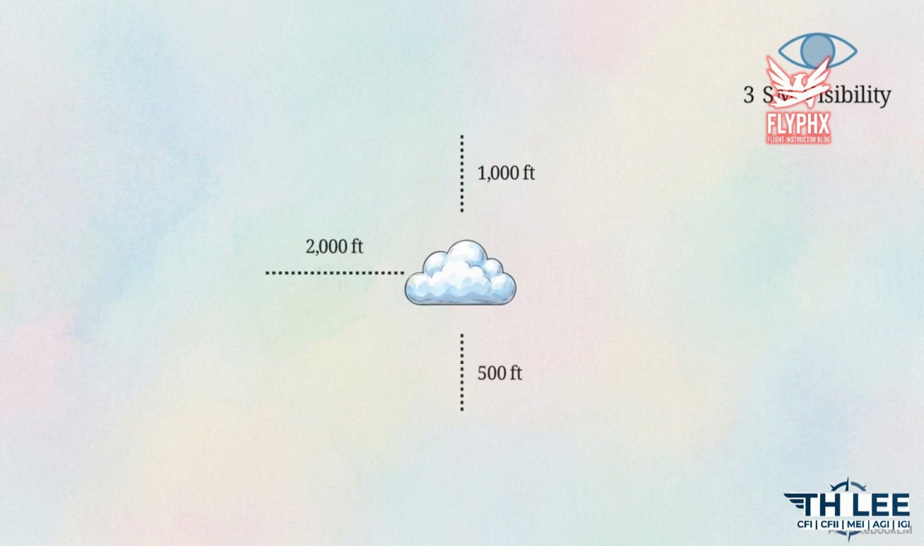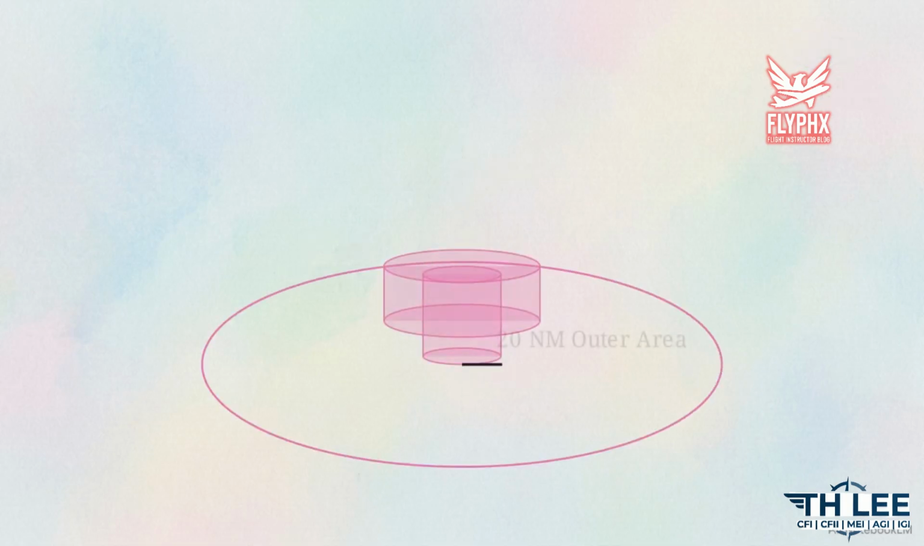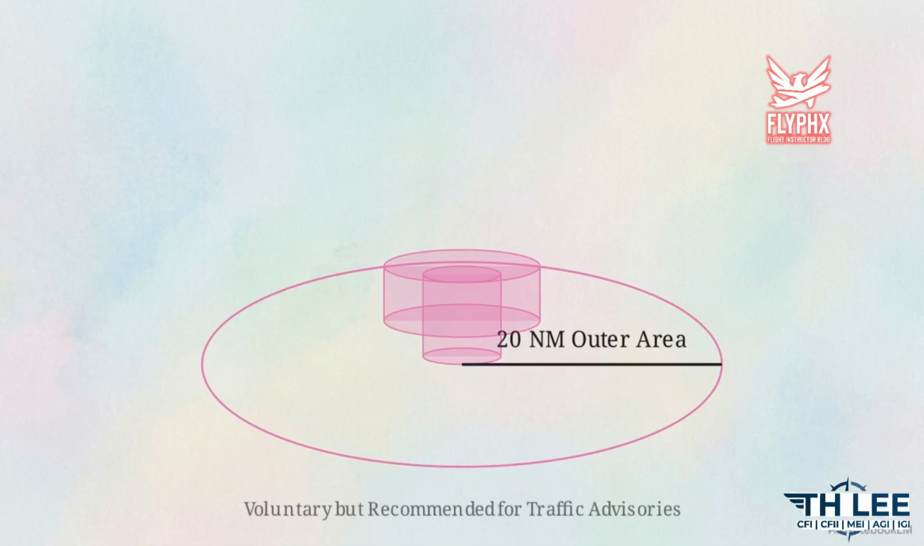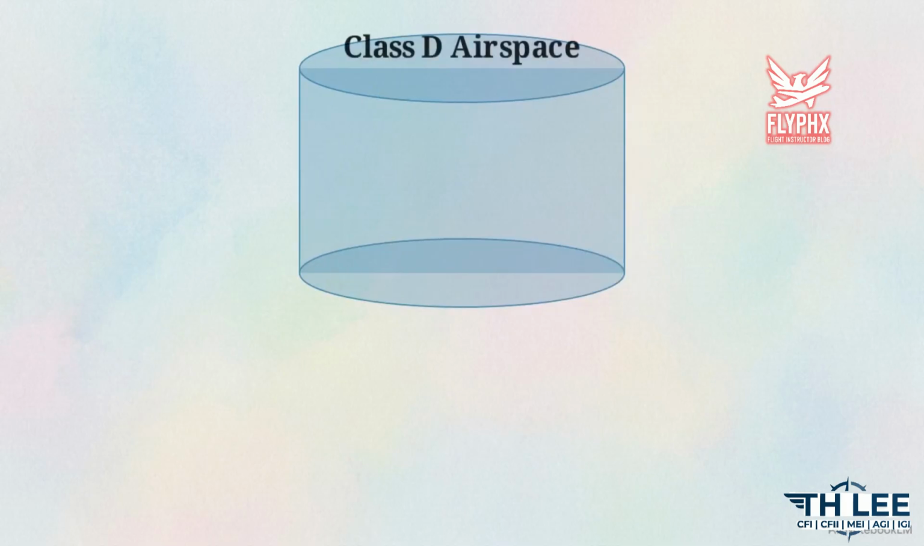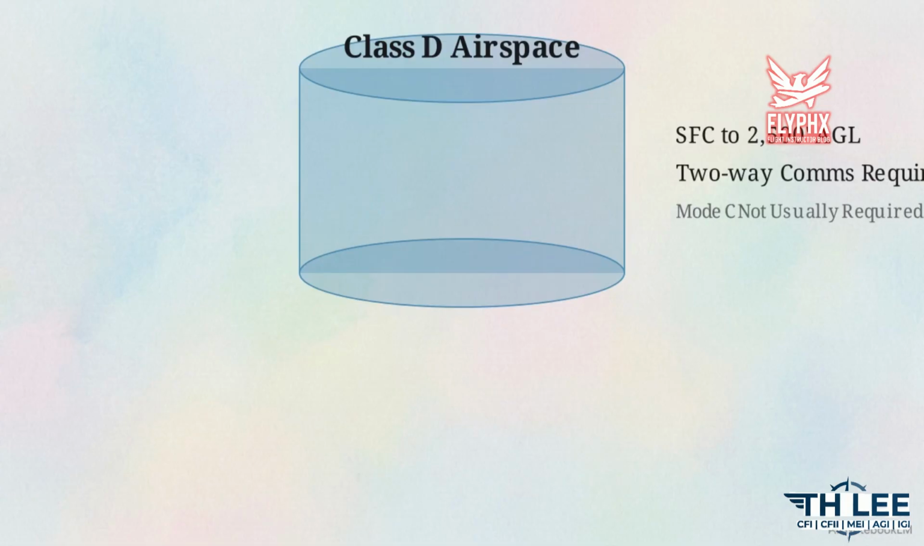Class C demands a Mode C transponder. Speed is limited to 200 knots within 4 nautical miles and below 2,500 feet AGL. The weather minimums jump to 3 statute miles visibility and specific cloud clearances, 1,000 feet above, 500 feet below, and 2,000 feet horizontally. There is also an outer area extending 20 nautical miles out. Participation here is voluntary, but highly recommended for traffic advisories.